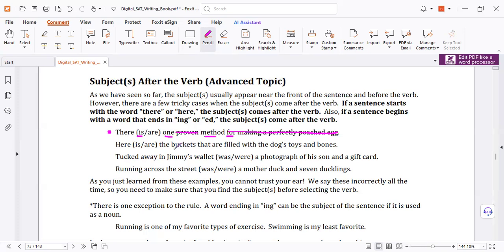Follow the rules. Tucked away. Tucked is a past participle, away is a preposition, delete. And then of, prepositional phrase, delete. So of his son and the gift. So where is the subject? Past participle, delete. So a photograph of his son and gift card. Is it plural? It must be where?